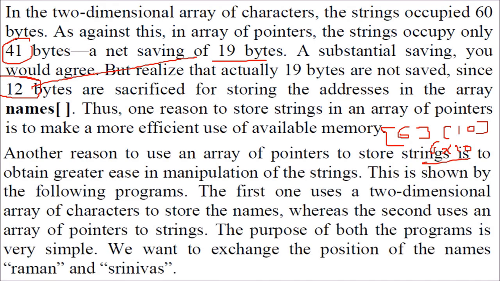So what is the reason to store strings in an array of pointers? First of all, you are making efficient use of available memory, as I just told you. But there are other reasons. We have a greater ease in manipulating the strings. We'll see some examples. The first uses a 2D array of characters to store the names. The second uses an array of pointers to the strings. Though both programs do the same thing, we are trying to exchange the positions of Raman and Srinivas.